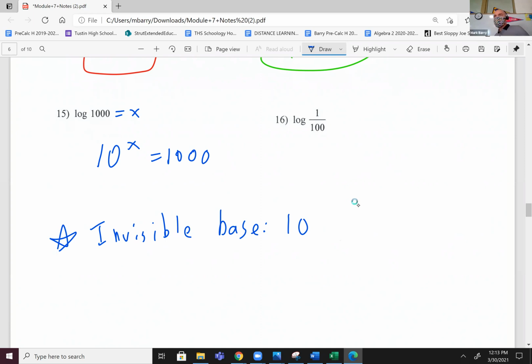Now, the reason that the invisible base is 10 is because 10 is a very popular base for exponents. And the reason that 10 is so popular is because 10 is actually the easiest base, I think, to work with. Because there's a good trick for powers of 10. If you want to know what power of 10 it is, I actually don't need a calculator for this. Because if you have a number like this that starts with a 1 with a bunch of zeros, the power of 10 that it is just how many zeros are there. And there are 3 zeros, correct?